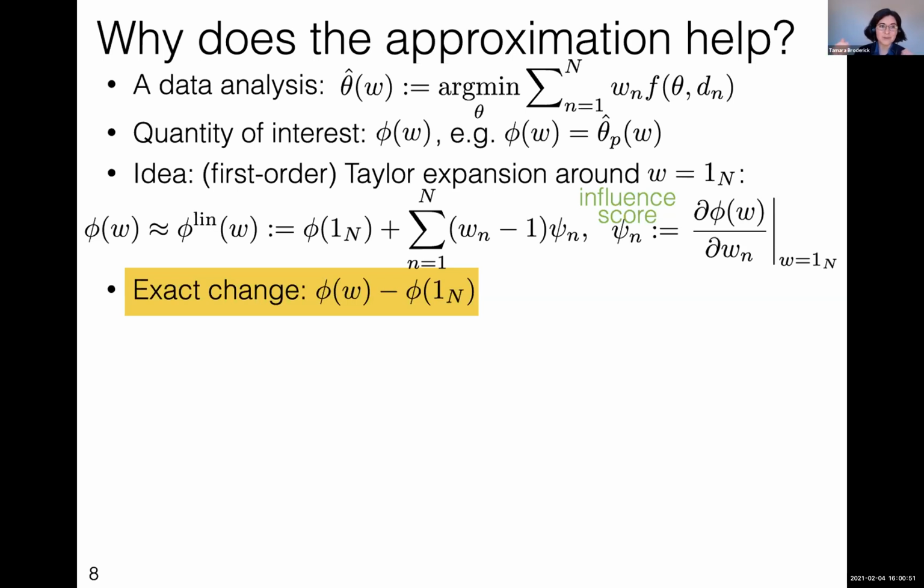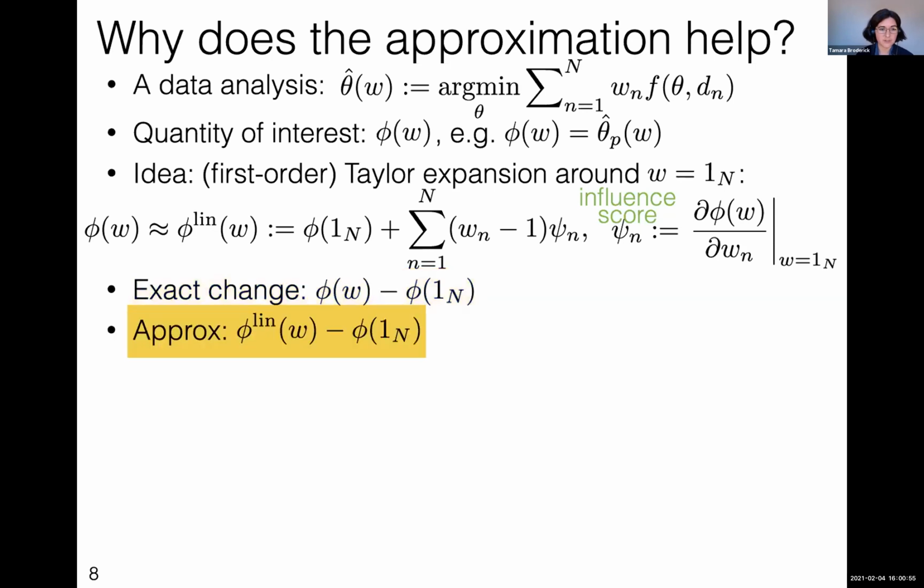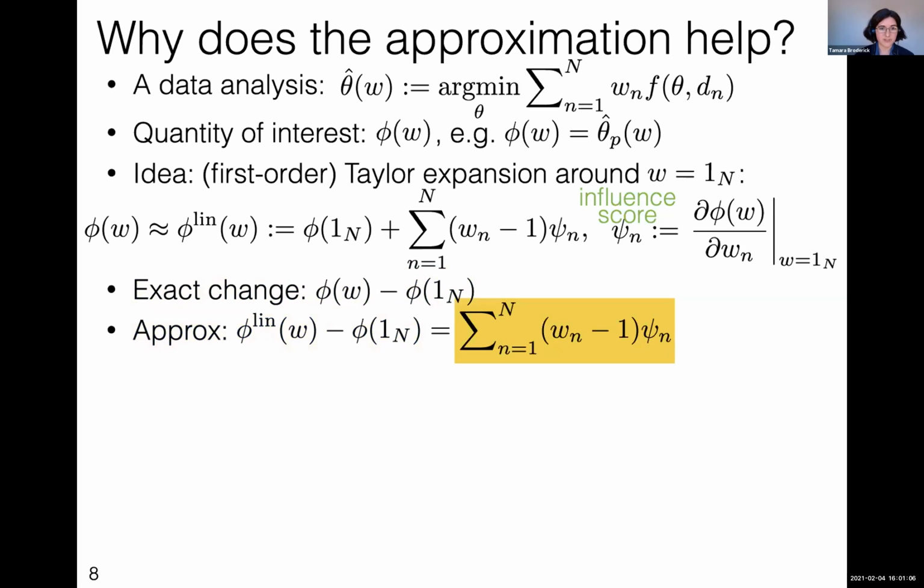And in that case, it seemed like we had to compute phi for every single W to find this change, and that's too much. But in this approximate case, this change has a really convenient form. So I'm literally just going to use the line two lines above, the Taylor expansion line, to rewrite this as this sum.